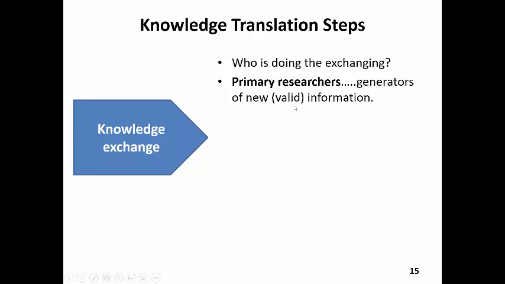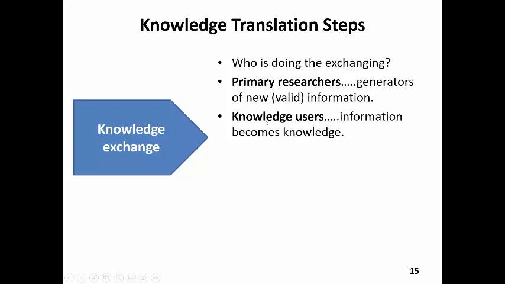The primary researchers are the ones that are in the laboratory. They're the ones collecting data that are obtained from individual cases, which can include people or other types of research models.